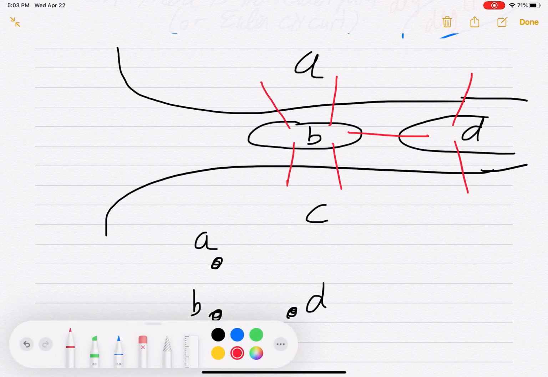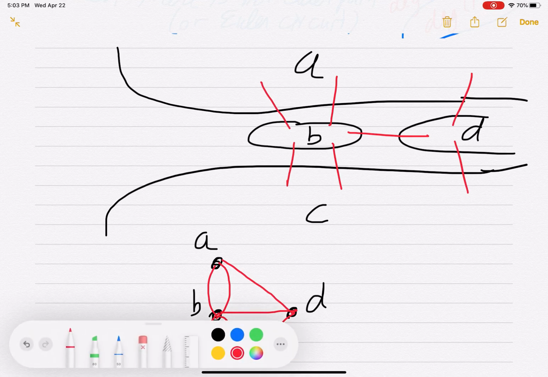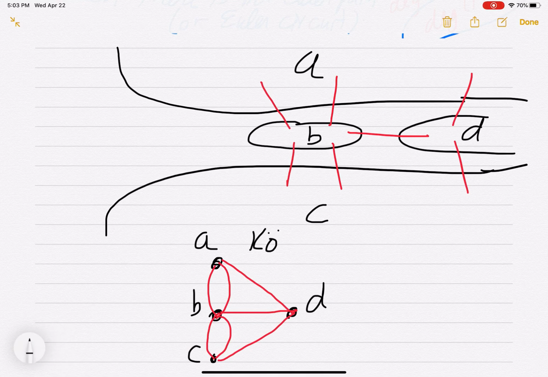So you've got A to B, A to B, B to C, B to C, B to D, A to D, and C to D. This is the graph that represents the Königsberg problem. It's sometimes called the Königsberg multigraph. It's a famous graph.